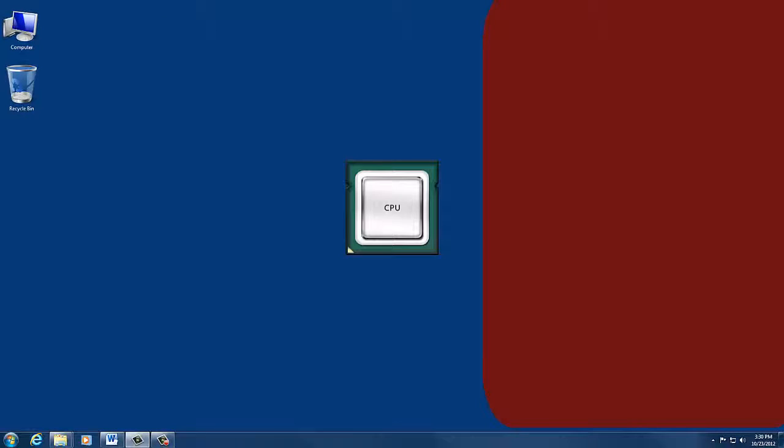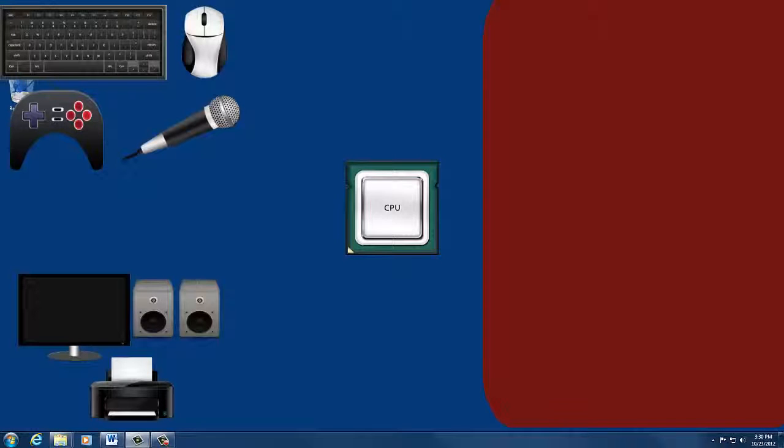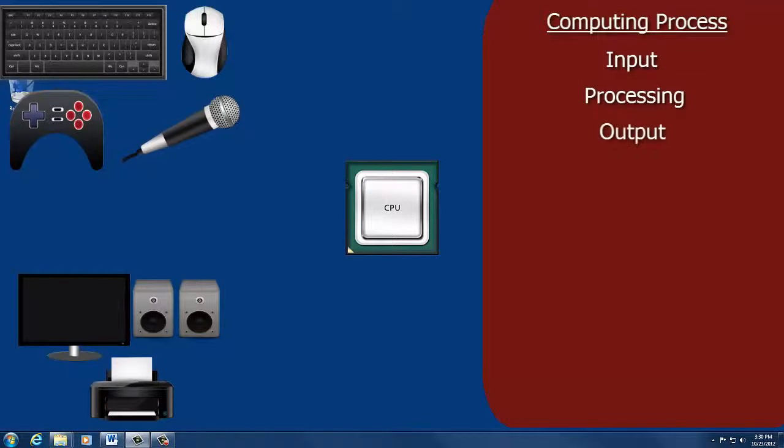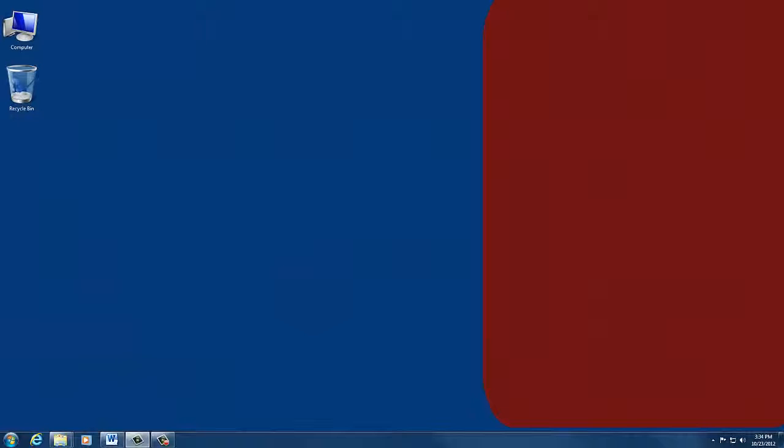The CPU, input devices, and output devices work together to form the computing process, which consists of input, processing, and output. Input devices take real-world information and convert it to digital information that is sent to the CPU. The CPU then processes that information and sends it to the output devices, which present the information in a way that the user understands.